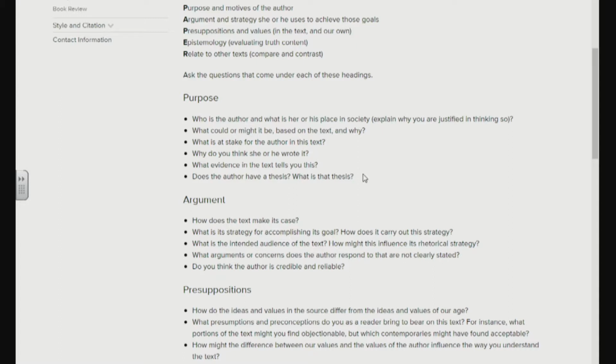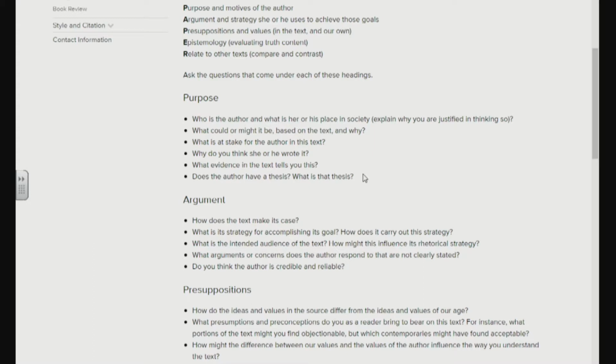And then you, of course, want to figure out what could be, or more likely might be, based on the text, and why. What's at stake for the author in this text? Why would the author be writing it? What does the author expect to get out of writing this text? And it could be something as innocuous as having a record of her or his accounts so that they know how much money they have or how much taxes they have to pay.